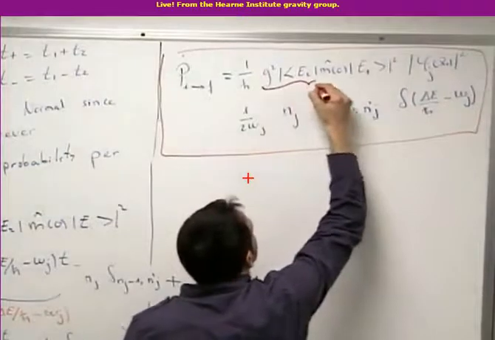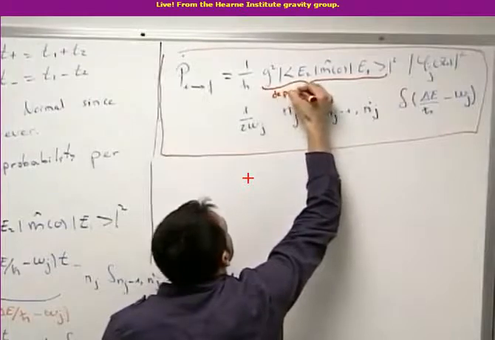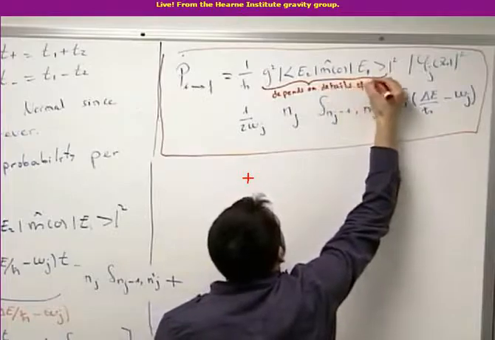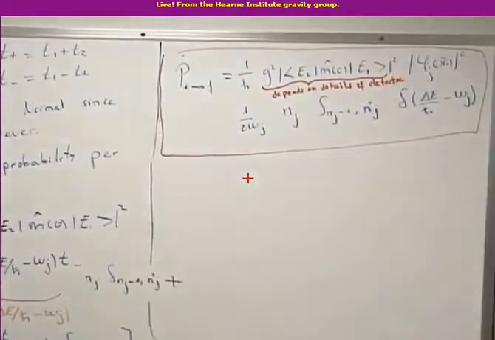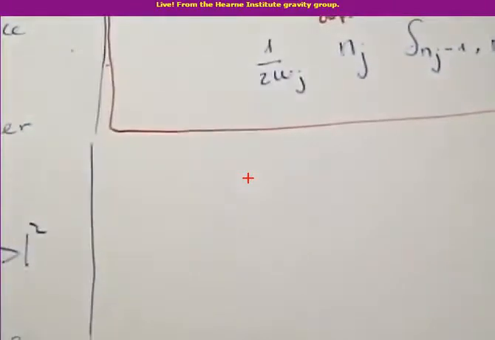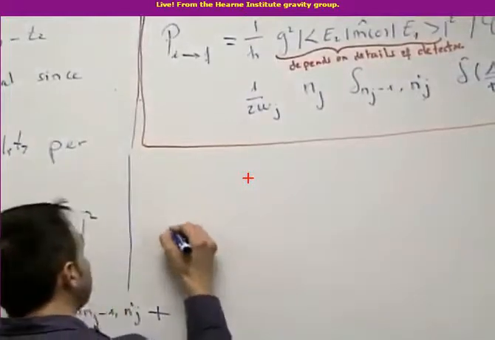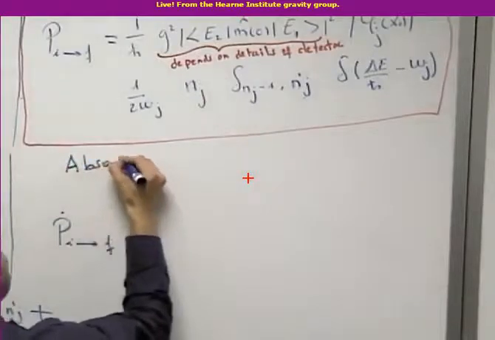So first of all, we have this part here. This is the part that depends on the details of the detector. So if the detector is very good, if it is very bad, whatever, this is just the part that depends on the detector. This part depends on the mode of the field that we are choosing, and the probability rate of excitation. So this is the absorption rate.